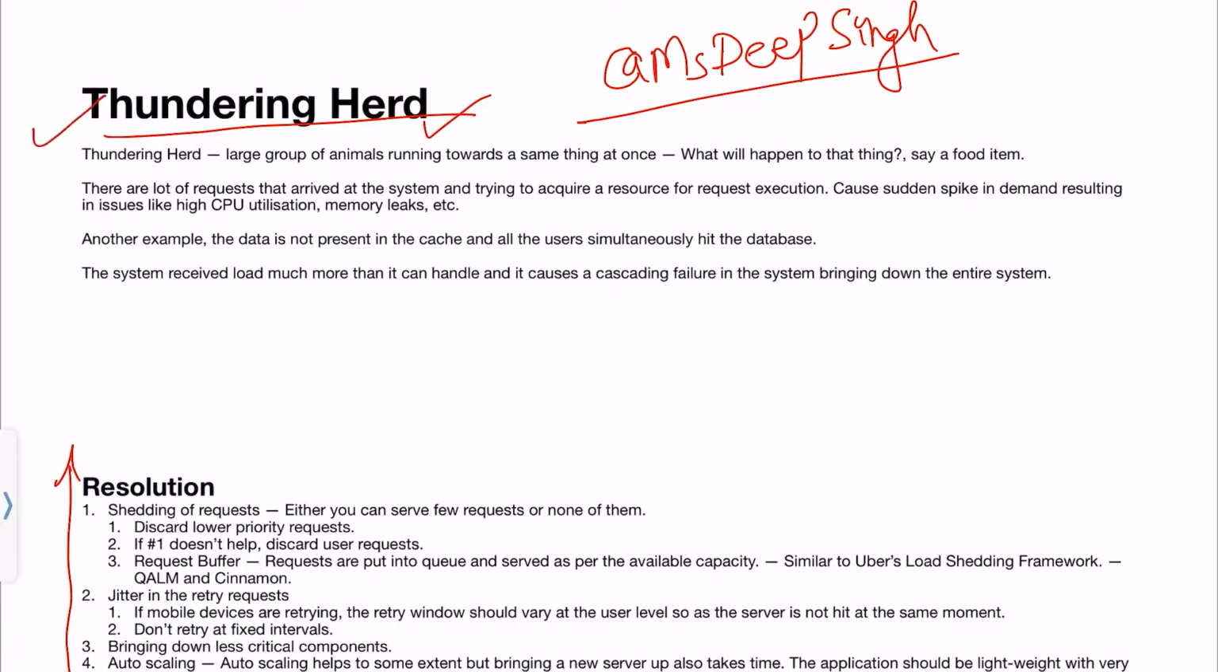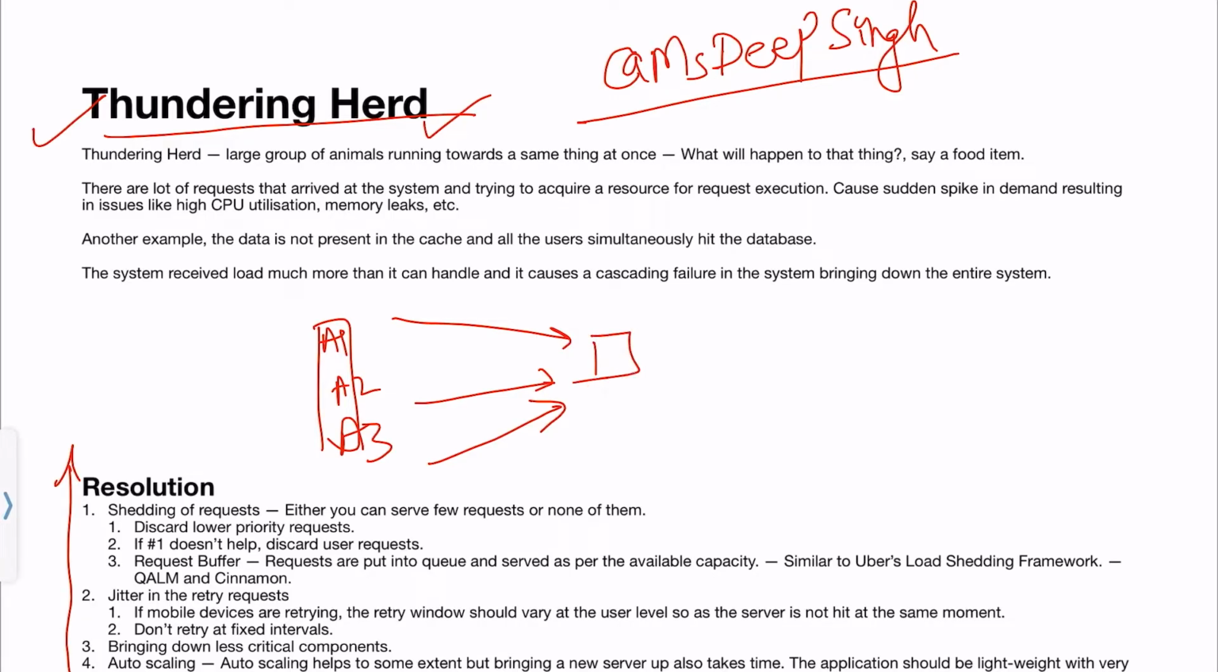So thundering herd, what does it mean? If we go by the English term, there is a large set of animals, let's say a1, a2, a3. A large herd of animals are running towards the same thing. There is a single thing placed here and they are running towards it. There is a high possibility that only a single animal will be able to gather this resource, let's say this is a food item. So only a single animal will be able to gather that. This is what can happen in systems as well.